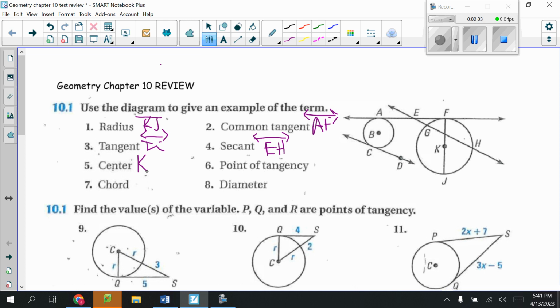Number six, the point of tangency. Again, in this picture, you have several to choose from. You have point C, you have point A, or point F. It doesn't matter which one. I'll just choose point A.